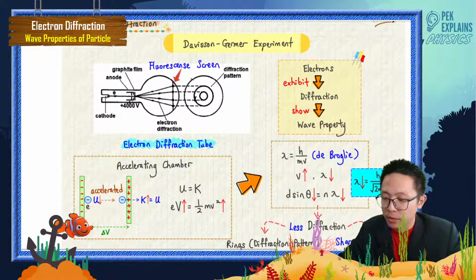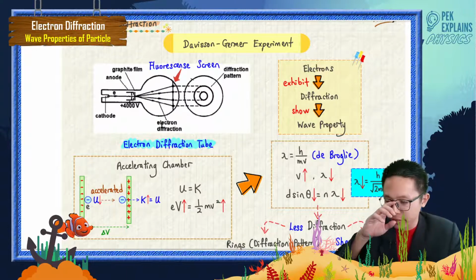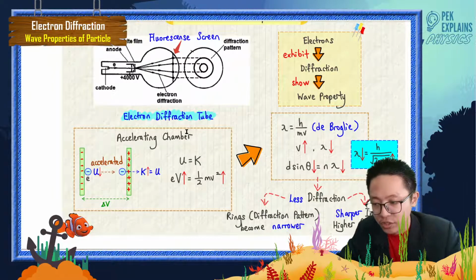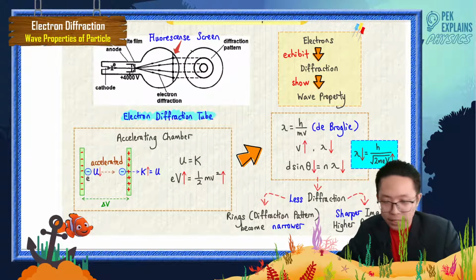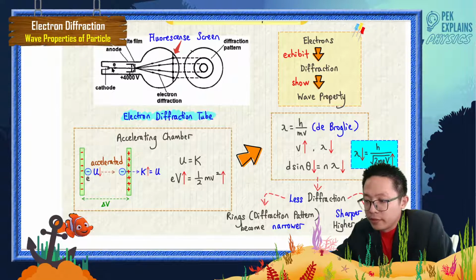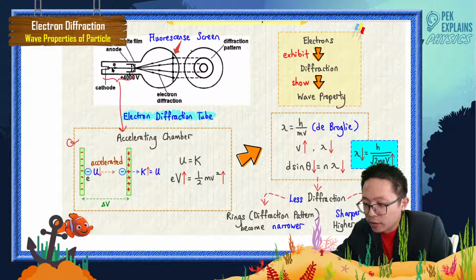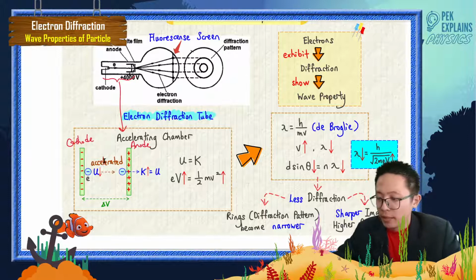Here it shows the diffraction pattern on the fluorescent screen. When the electron strikes the fluorescent screen, it will emit green light. At first, why do we need an accelerating chamber? What is actually the accelerating chamber? This part, the cathode and anode, is the accelerating chamber. This is the cathode, and this is the anode. The electron comes out from the cathode, and the anode is the collector.